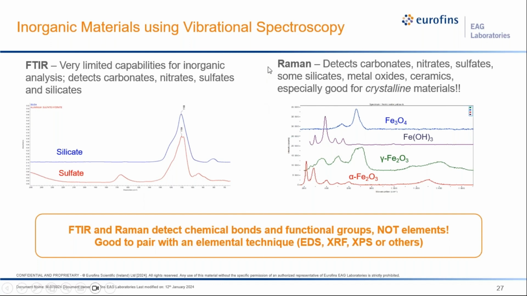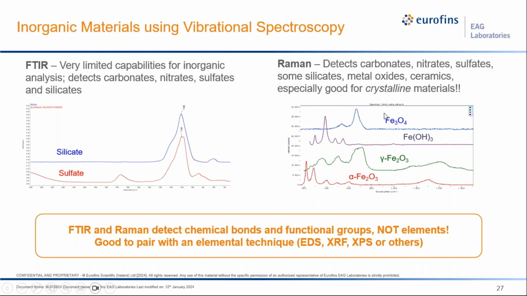There is one special case where Raman really, really shines compared to other techniques. First of all, it can also detect carbonates, nitrates, sulfates, silicates, metal oxides, very good at metal oxide, and specific ceramics. It's very good for crystalline materials. Again, crystalline materials have a lot of symmetry, and Raman really kind of feeds off that. But this one special case that I want to mention is dealing with rust.